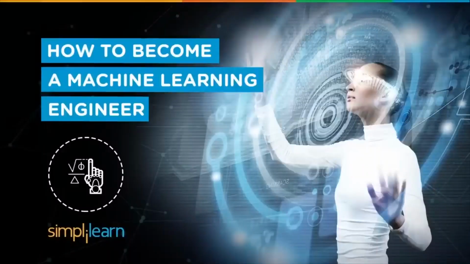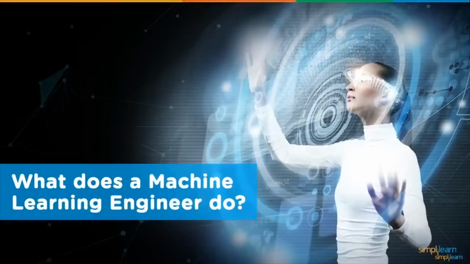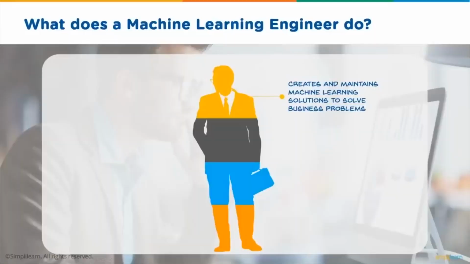And today I'm going to tell you how you can become a machine learning engineer. But before we begin, let me tell you what a machine learning engineer actually does. A machine learning engineer creates and maintains machine learning solutions to solve business problems. They constantly tweak and optimize the solutions for maximum performance and scalability.